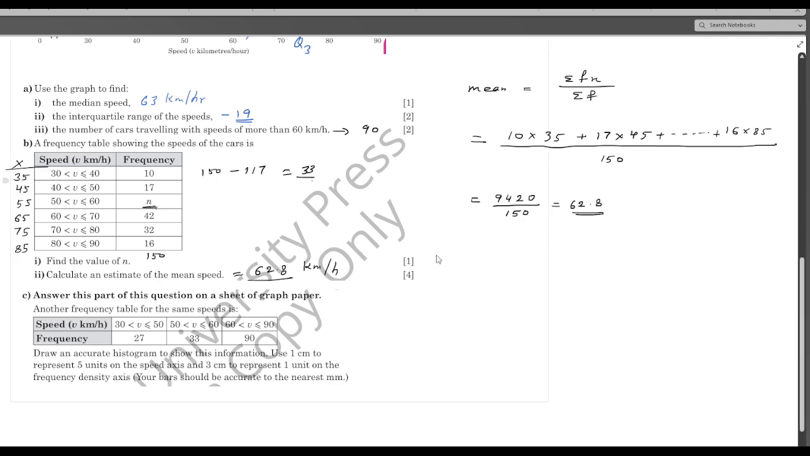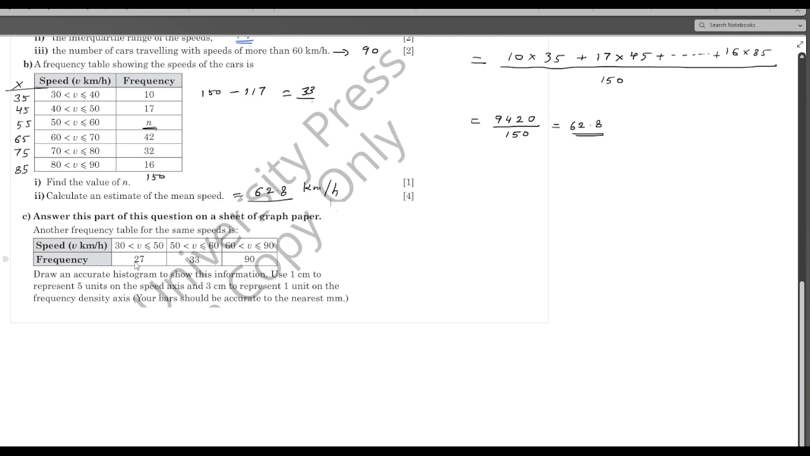Now the C part: answer this part of the question on the sheet of graph paper. Speed is given and frequency is given. Draw an accurate histogram to show this information. Use 1 centimeter to represent 5 units on the speed axis and 3 centimeters to represent 1 unit on the frequency density axis. Your bars should be accurate to the nearest millimeter.